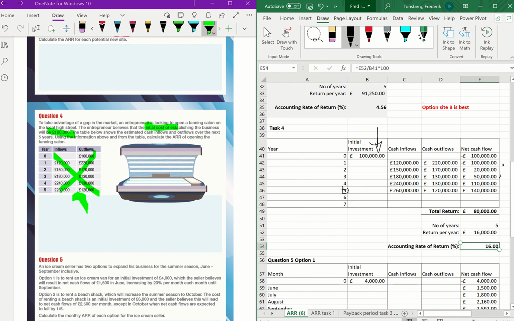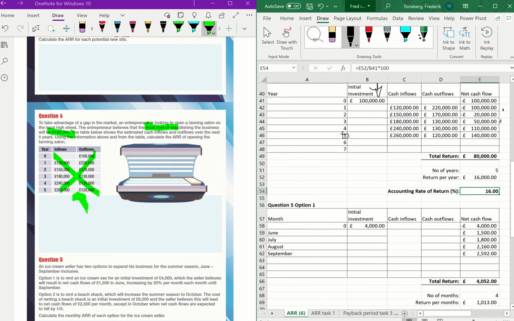And the accounting rate of return is simply like before. We say the rate of return is 16,000 pounds divided by the initial investment of 100,000 pounds. Notice I don't say minus 100, I just say 100,000, times by 100, and that gives us a percentage of 16.